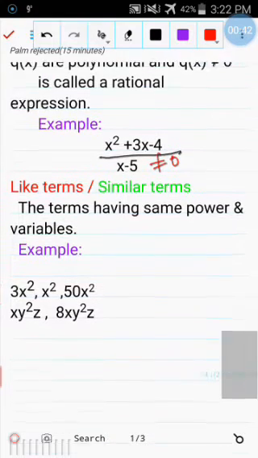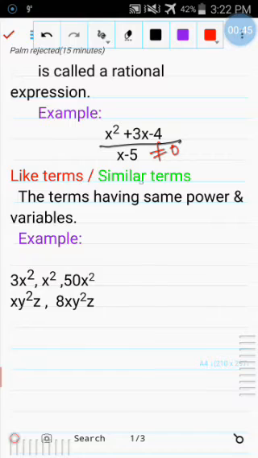Next we will discuss like terms or similar terms. Like terms or similar terms are terms having the same power and variables. For example, 3x square, x square and 50x square. In this case all the terms are similar because in all the cases power and variable are the same, and we do not look at the coefficient but we see power and variable, so all these terms are like terms.